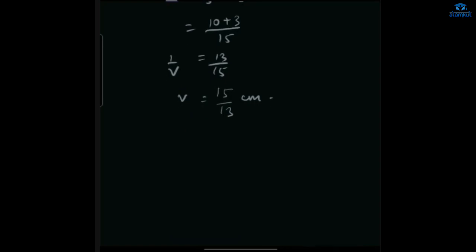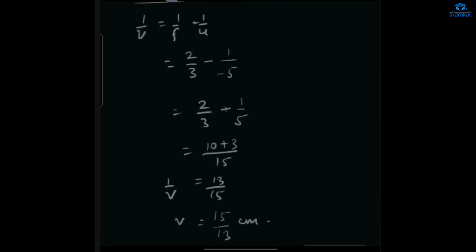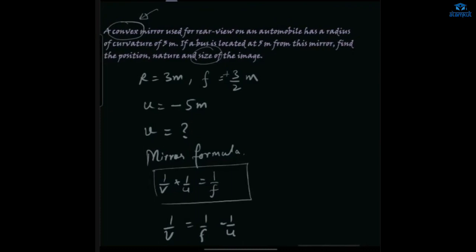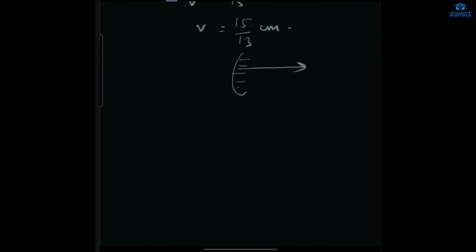Distance is positive, so it will be on the right hand side of the convex mirror. Okay, it will be on the right hand side of the mirror. And what other things has it asked? It has asked for the nature. If it is on the right hand side, obviously it will be virtual and erect. It's also showing that it is virtual and erect because it's positive, so it will be on the right hand side. Right hand side in a mirror always tells us that the image formed is virtual and erect.